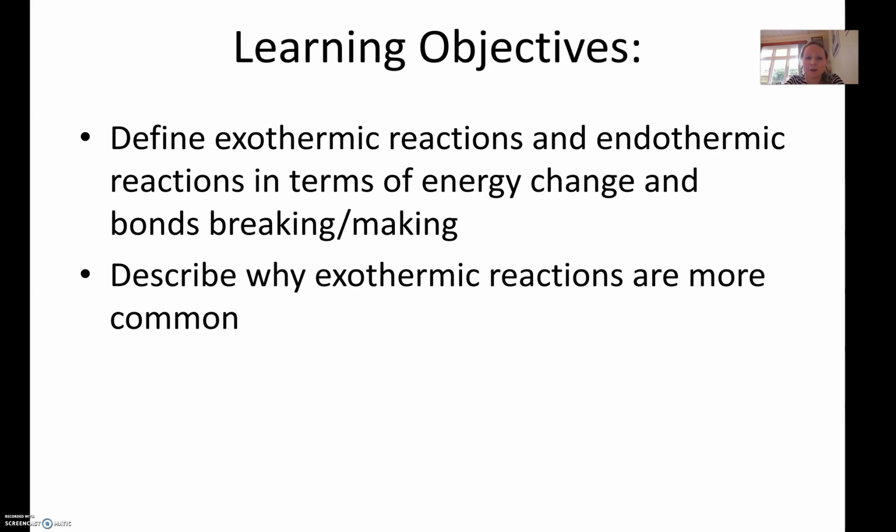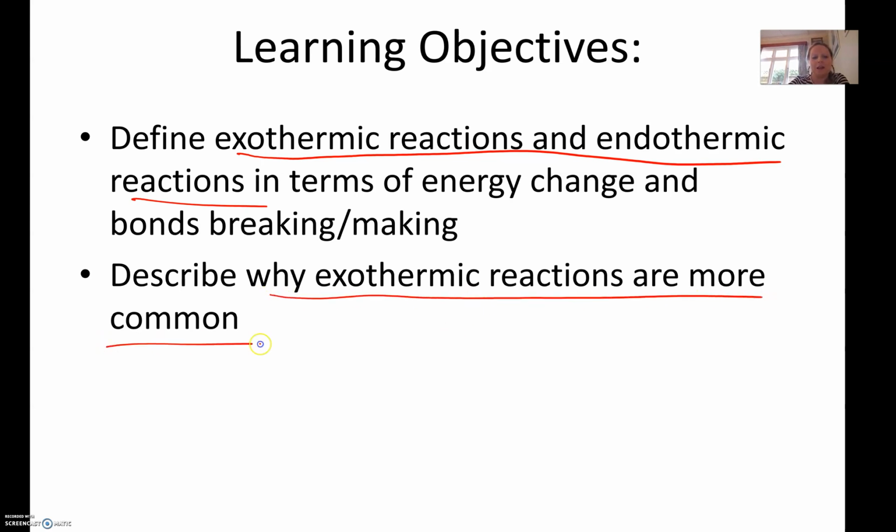Today we're going to be learning about exothermic and endothermic reactions in terms of both energy change and bonds breaking and bonds making. And we're going to describe why exothermic reactions are more common.